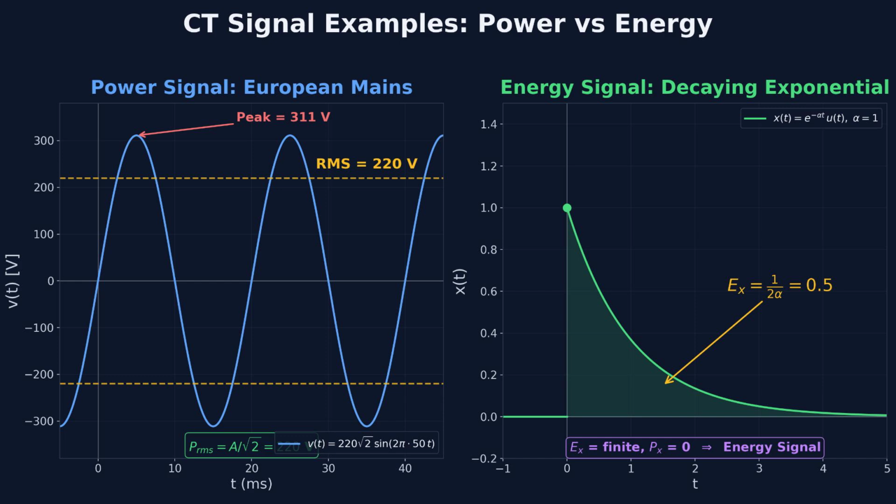Second, consider a decaying exponential. x(t) equals e to the negative alpha t times u(t) with alpha greater than 0. Its energy is the integral from 0 to infinity of e to the negative 2 alpha t dt, which evaluates to 1 over 2 alpha. Since energy is finite, the power is 0. This is a CT energy signal.